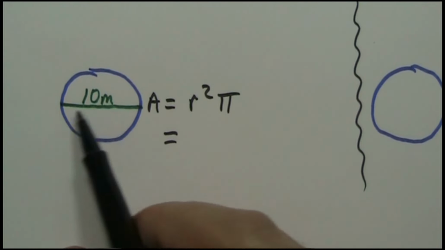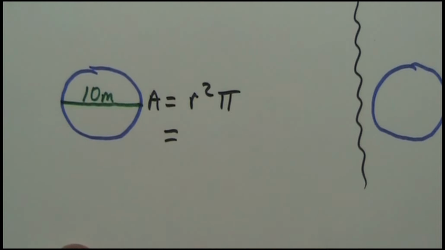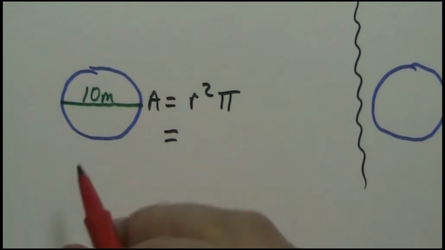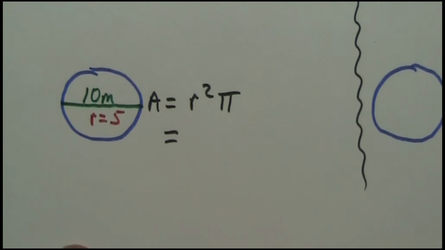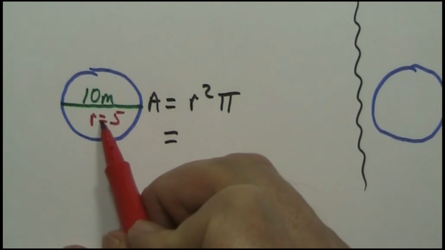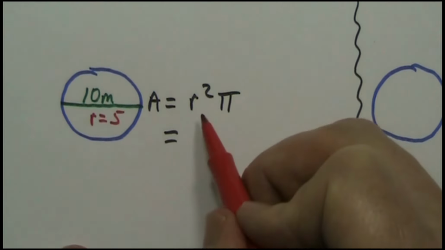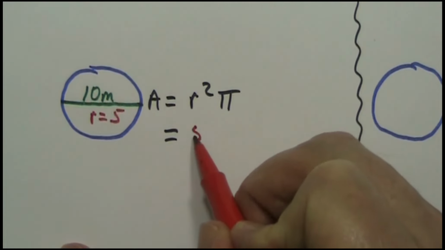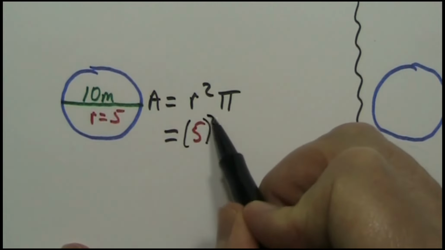Well, wait, this is not the radius. This is the diameter. So the radius is 5, right? That's the radius. Diameter is 10, the radius must be 5, going halfway across. So this is really going to be 5 squared times pi.